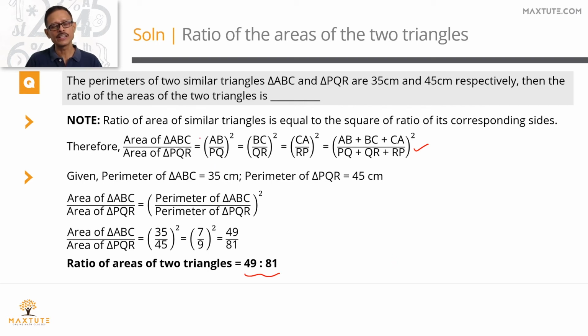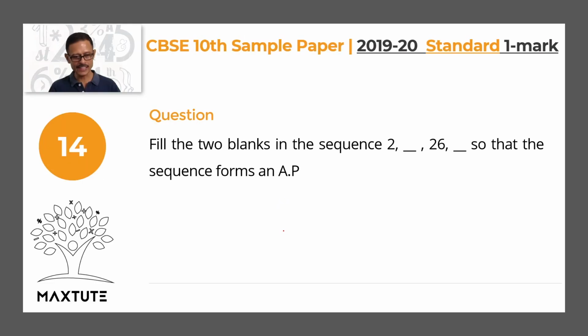So next time around, you probably don't even have to write it. You can say directly that areas of ABC by areas of PQR will be equal to square of the ratio of their sides, which will be equal to square of the ratio of their perimeters. Let's move on to the next question.